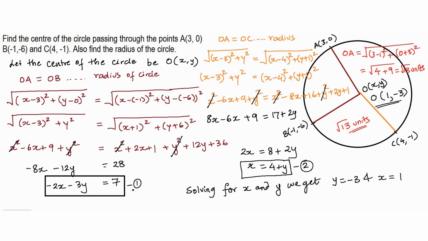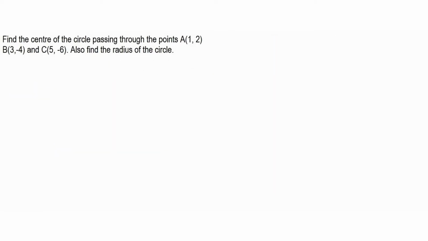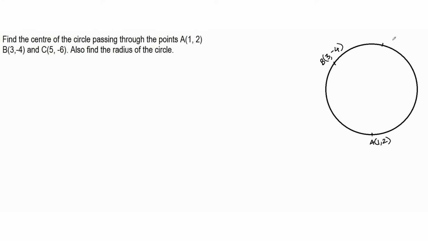Taking up the next problem. Find the center of the circle passing through these 3 points. We have A of 1 comma 2, B of 3 comma minus 4, and C of 5 comma minus 6. We have to find the center of the circle. So we have to find the center O. Let the center O be x comma y.